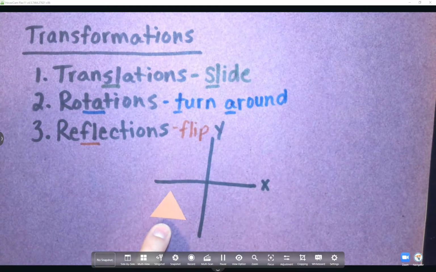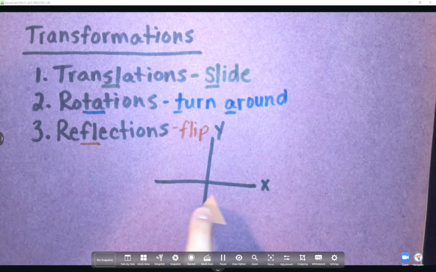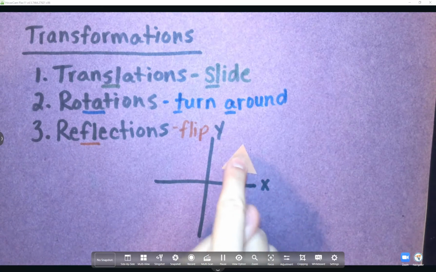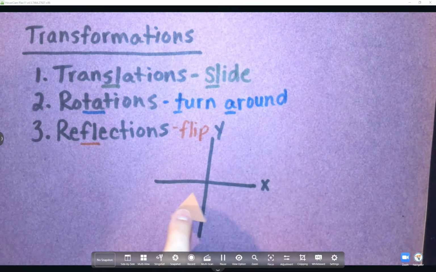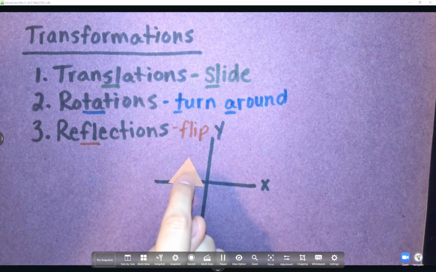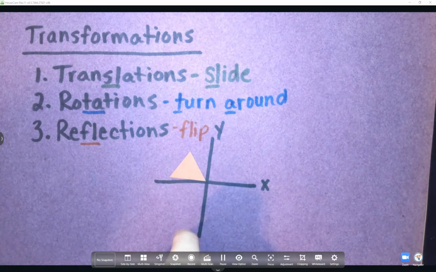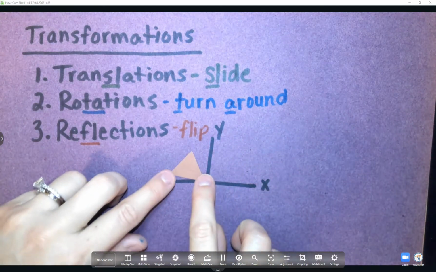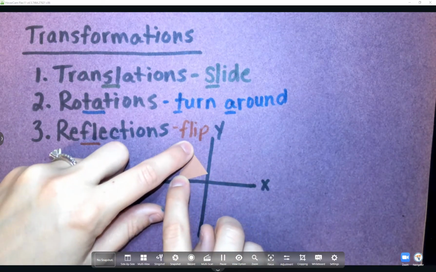So a translation is simply when an object slides. So it's not turning, it's not changing the direction that it's facing, it's not changing in size, it's simply sliding. And it could slide like this, it could slide just a little bit, say 1 unit up, and it would just slide a little bit. So that's translations.